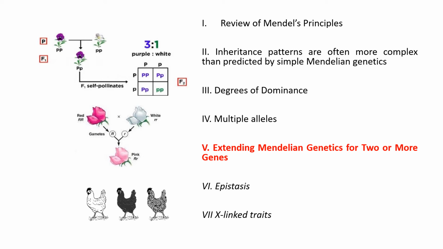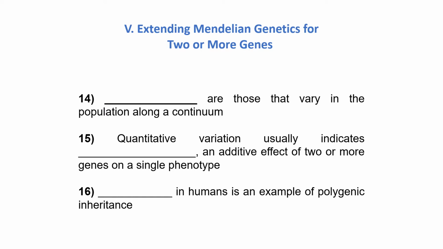In this section, we are going to start to focus on the interaction between multiple genes, and I will ask you a few questions about it. This is the fifth section. Here we're going to extend Mendelian genetics for two or more genes, and these are questions 14, 15, and 16.